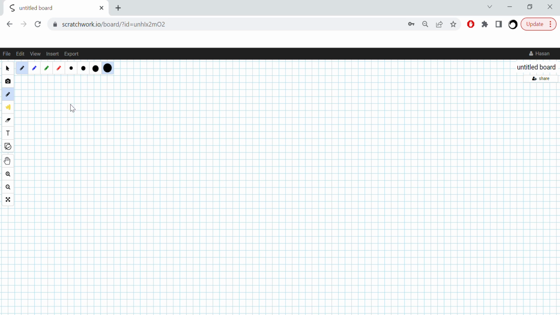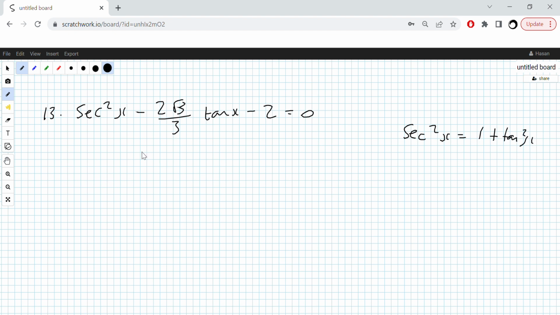As for question 13, we have sec squared x minus 2 root 3 over 3 tan x minus 2 equals 0. First thing to realize is that sec squared can be translated into tan x with our identity of 1 plus tan squared x. So we're going to translate that now. 1 plus tan squared x minus 2 root 3 over 3 tan x minus 2 equals 0.